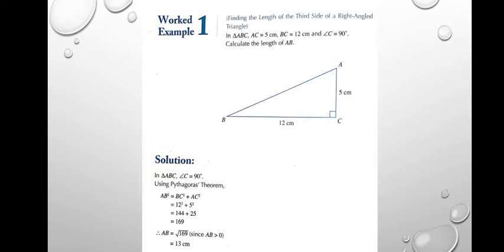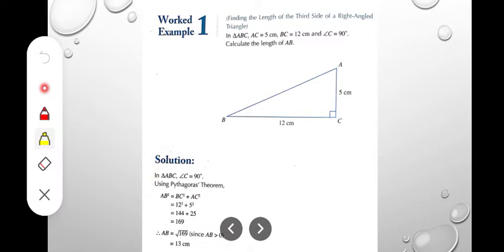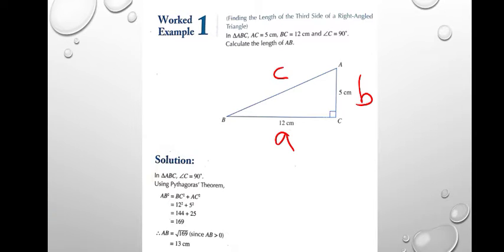Finding the length of the third side of a right angle triangle using the Pythagoras theorem. So this is a right angle triangle. The right angle is here. So that means this is the C, right? This could be A, B, or B, A. Up to you. Okay, let's go see the solution. Now, calculate the length of AB. So they want to find the C.